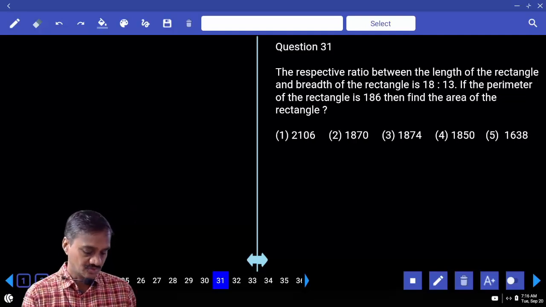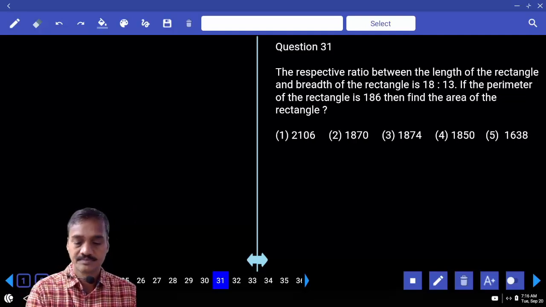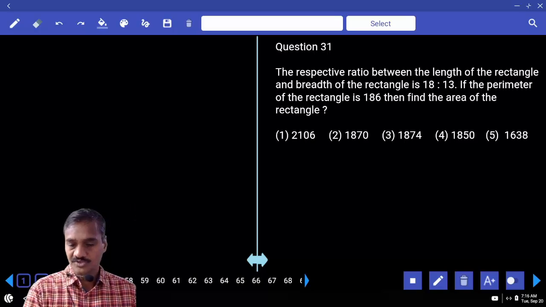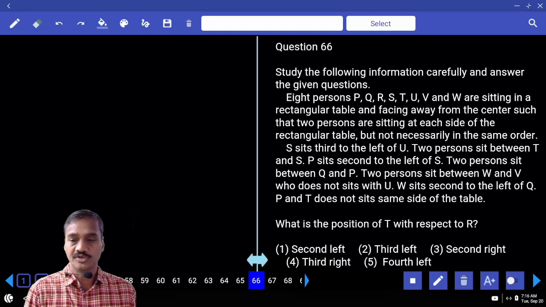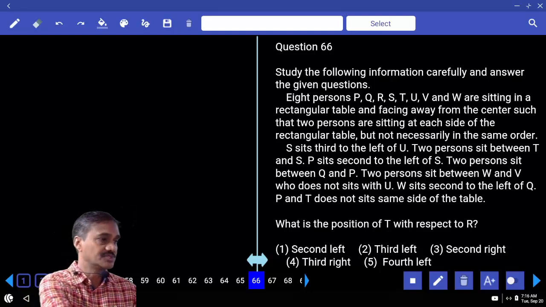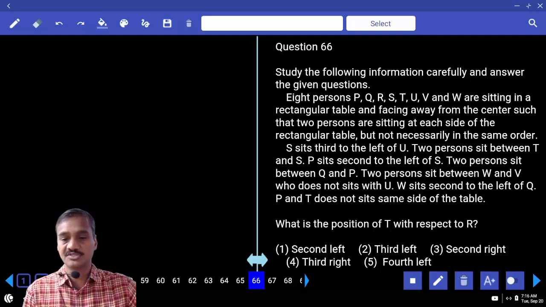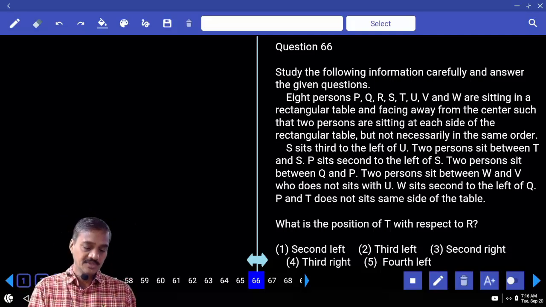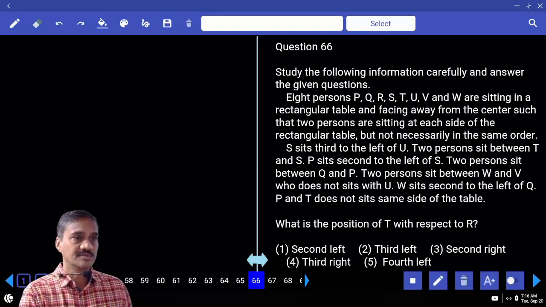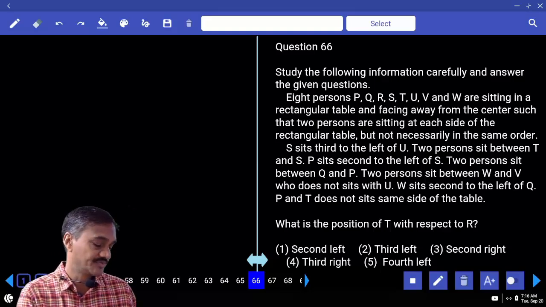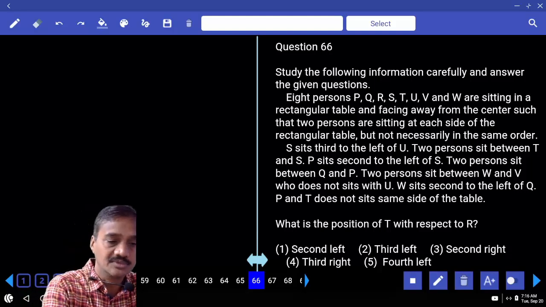Now in this first question, number 66 onwards. First tell me, what do we have here? There are 8 persons: P, Q, R, S, T, U, V and W. These 8 persons are seated around a rectangular table, and all the persons are facing away from the center.